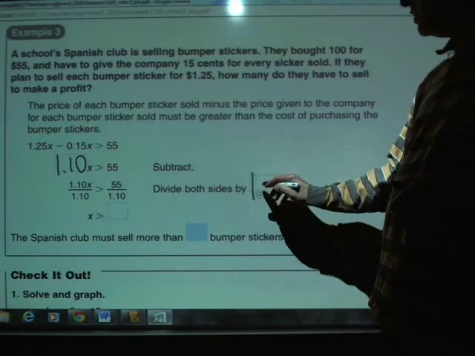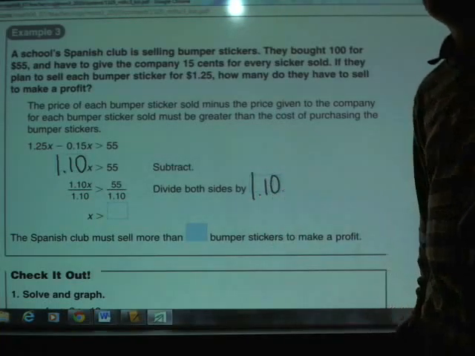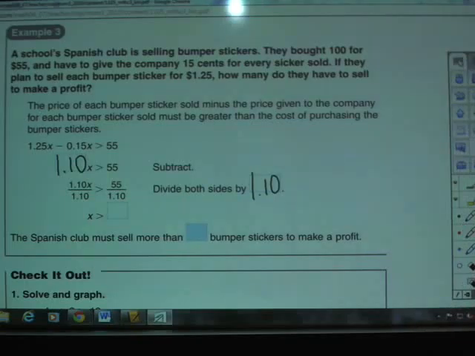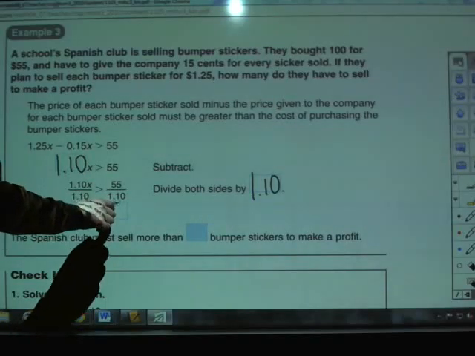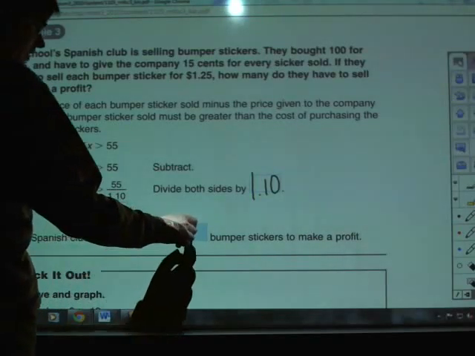We do the opposite, just like we've done every single problem here with the inequalities. I'm going to divide out the $1.10 on both sides, and when I take the 55 and divide by $1.10, 55 divided by $1.10 changes into 50. So the Spanish club has to sell more than 50 bumper stickers in order to make a profit.